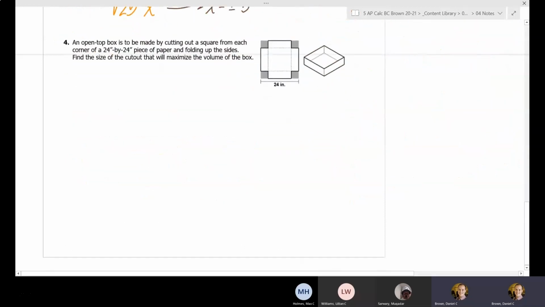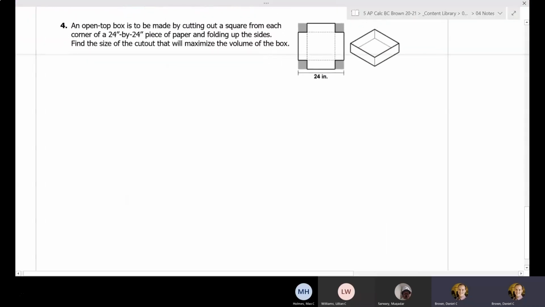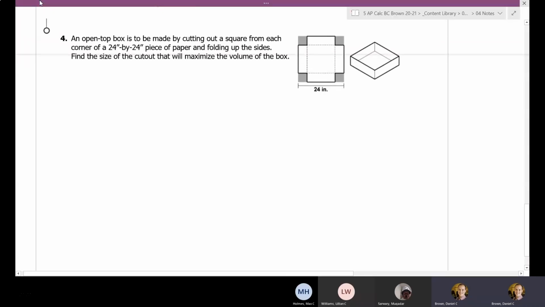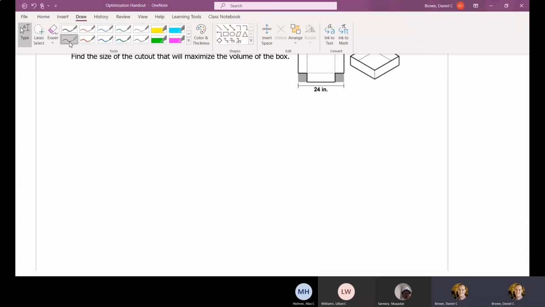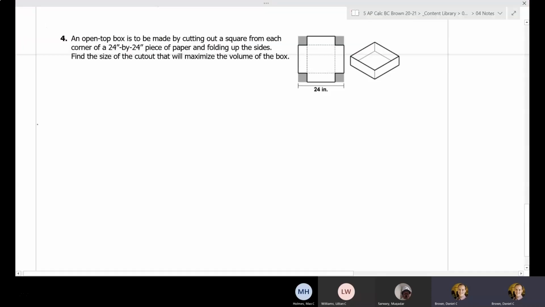Last question. This kind of takes you back to the problem I was alluding to earlier. So we have an open top box, and it's going to be made with a single sheet of paper, and you're going to cut out the corners from that sheet of paper and basically fold up the flaps to create a box. You have a 24 by 24 sheet of paper, so it's a square. And just so we're consistent with our variables, I'm going to say that the square we're cutting out is an x by x square.